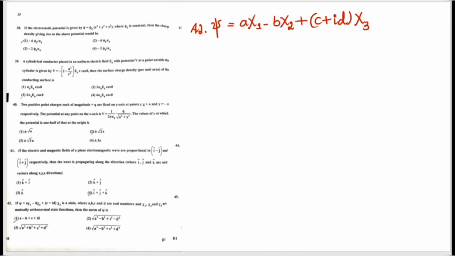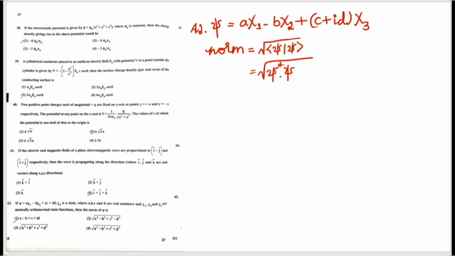So to solve this question, I have rewritten the question. Now, the norm is defined as the square root of the inner product. The inner product is the bra of psi and the ket of psi. I can write this as the square root of psi star into psi. What is psi star? Star means the complex conjugate of the given function, represented by the star here.